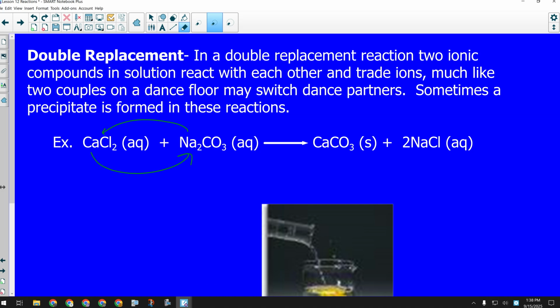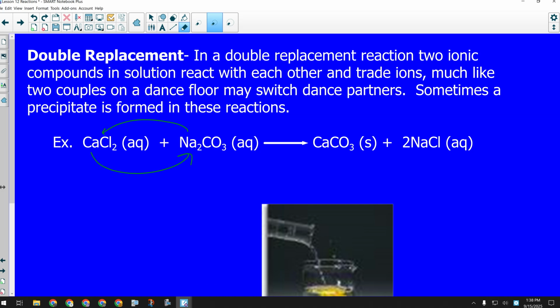So in this one, calcium is with chlorine, and sodium is with carbonate in the reactants. But in the products, now calcium is with carbonate and sodium is with chlorine. They've just switched partners. That's it. Okay? These reactions, oftentimes you'll get a precipitate formed out of these. Okay, a precipitate's that solid that's not soluble, and falls out of solution.